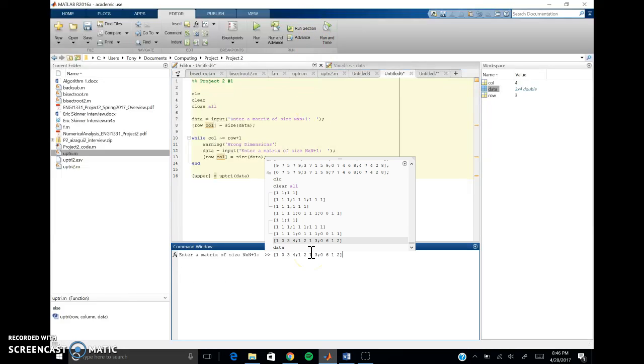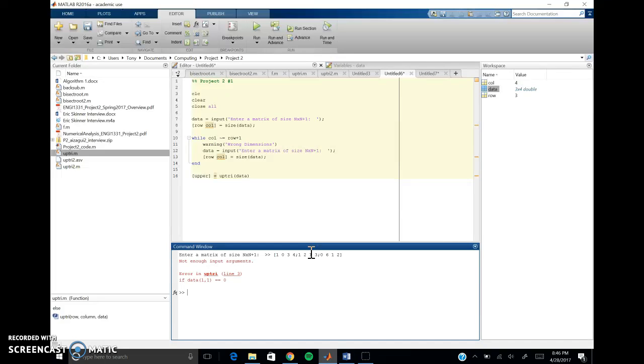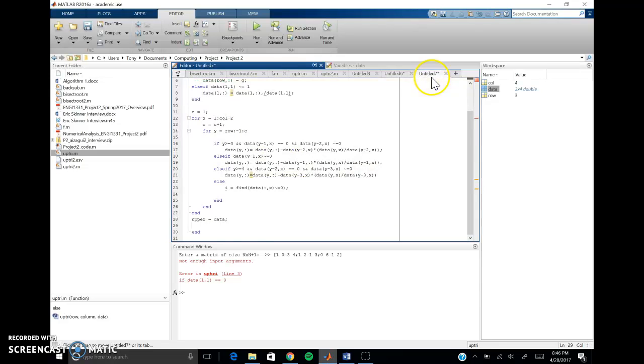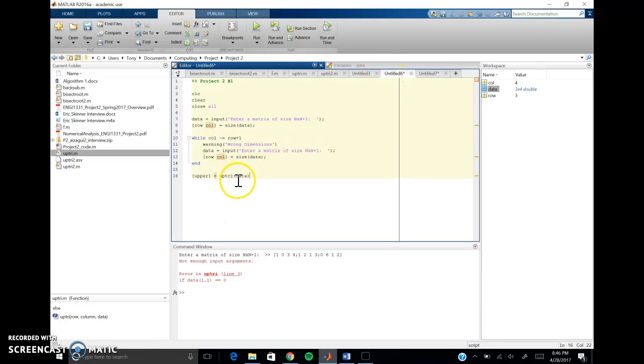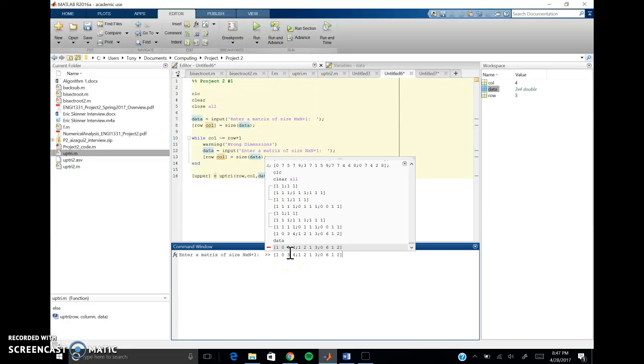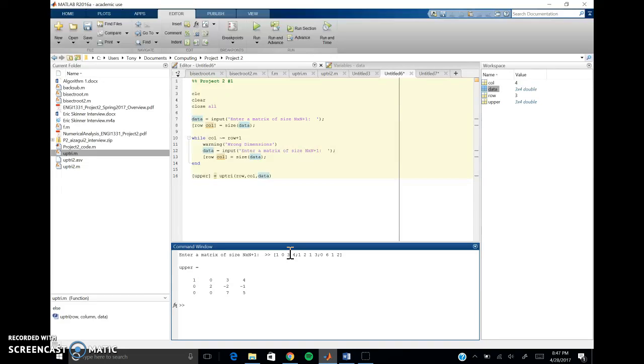No. Not enough input arguments. Oh, geez, where's my head today? Row, column, data. And there we go. We have our upper triangular form for our problem.